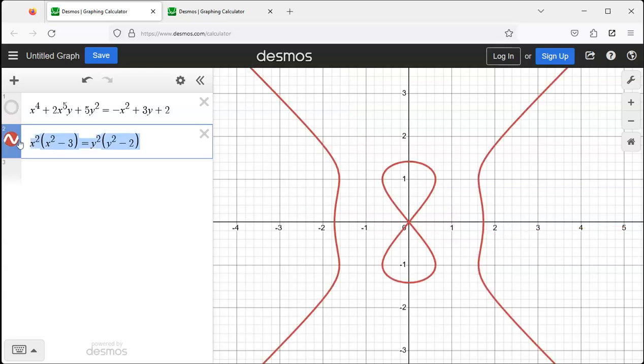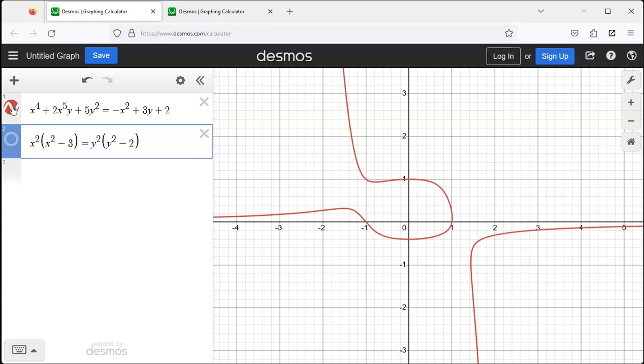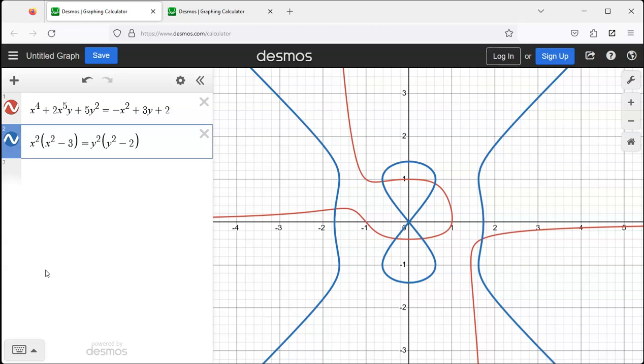So okay, let me copy and paste this thing, and then one more. All right, so yeah, I don't want this anymore. So this is blue now, and then the previous curve is red. And if I want both of them in the same viewing window for some strange reason, then there you go.